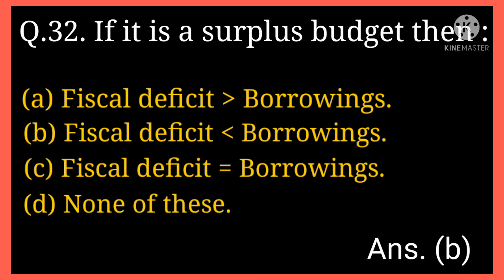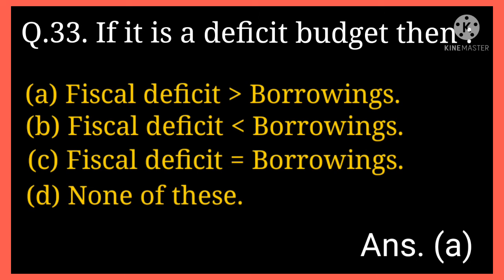Now the question number 32, if it is a surplus budget, then what is the condition? Answer is B, fiscal deficit should be less than borrowings and then only there is a surplus budget. Therefore answer is B. Next question is, if it is a deficit budget, then what is the condition? Answer is A, fiscal deficit would be more than borrowings, then there is a deficit budget.